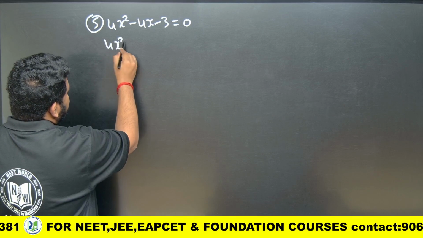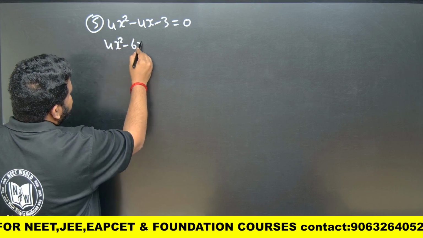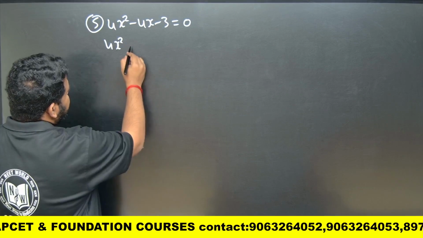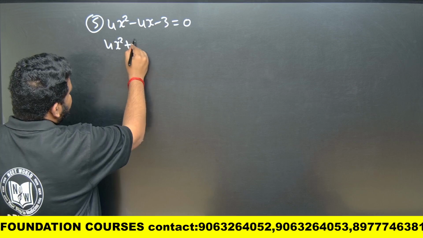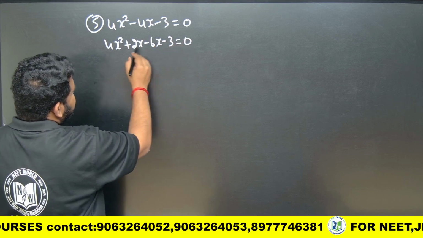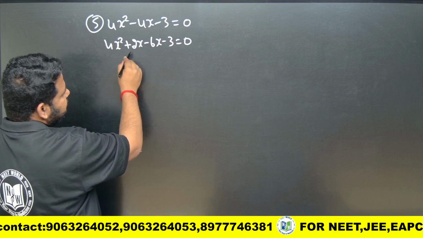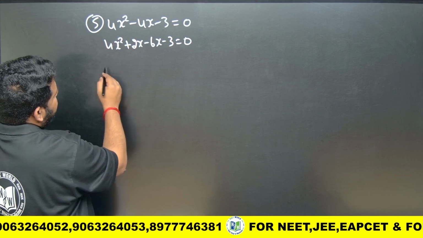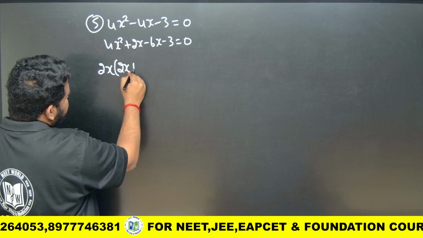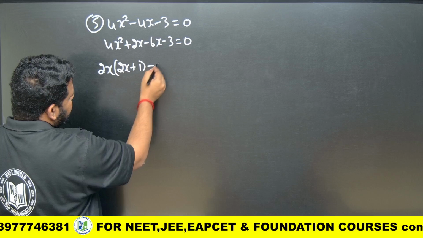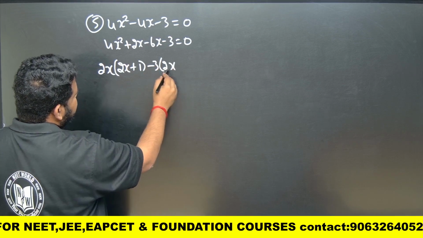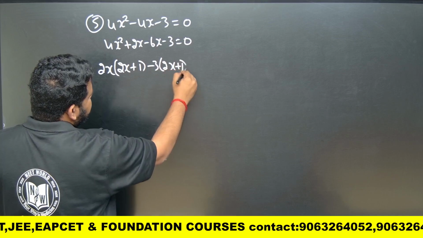4x square plus 2x minus 6x minus 3 is equal to 0. See here, minus 6 into 2 is minus 12 and the sum is minus 4. Now I can take 2x common. If I take 2x common, I will get 2x plus 1, minus, if I take 3 common, I will get 2x plus 1 is equal to 0.